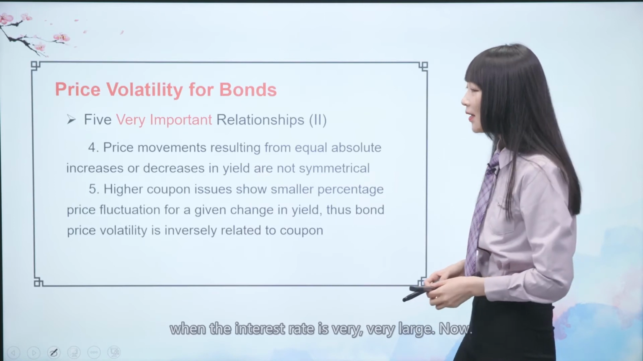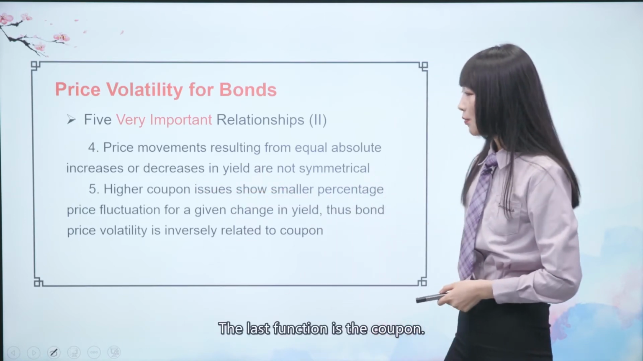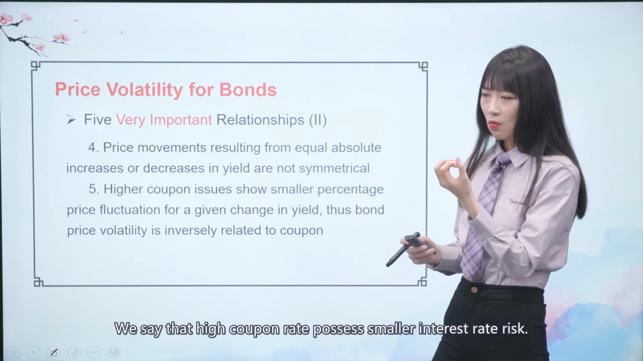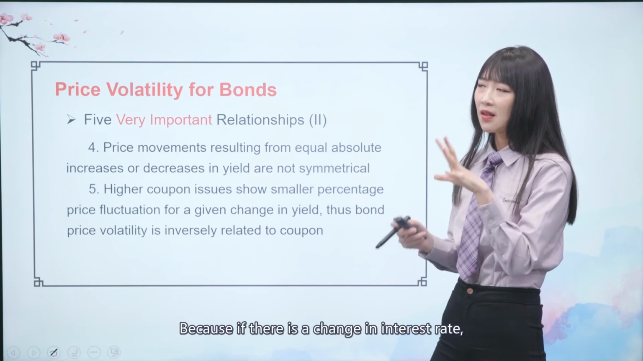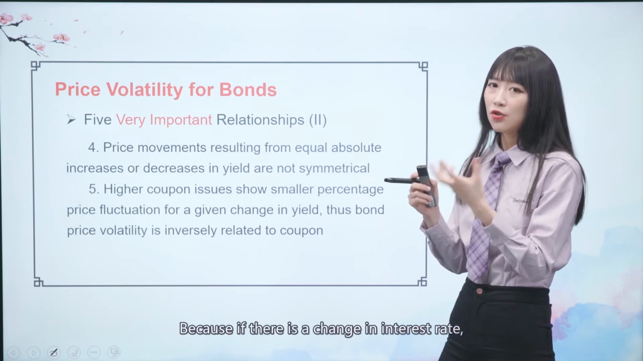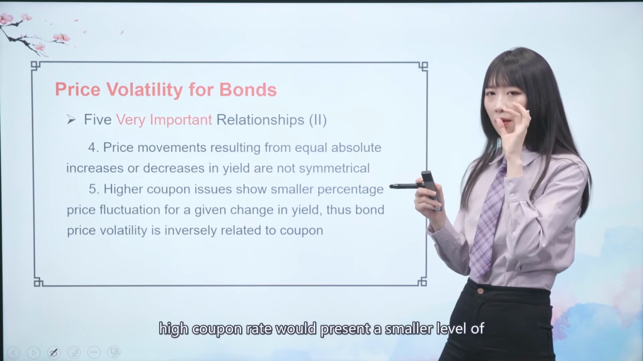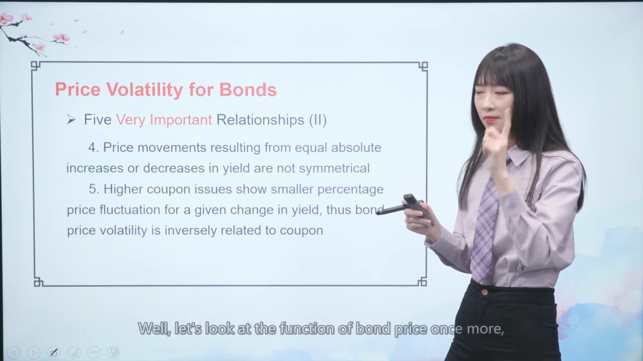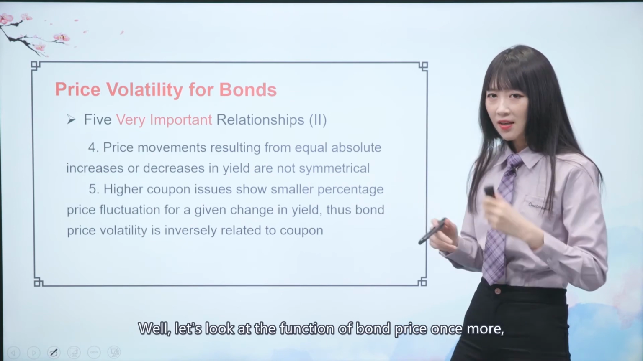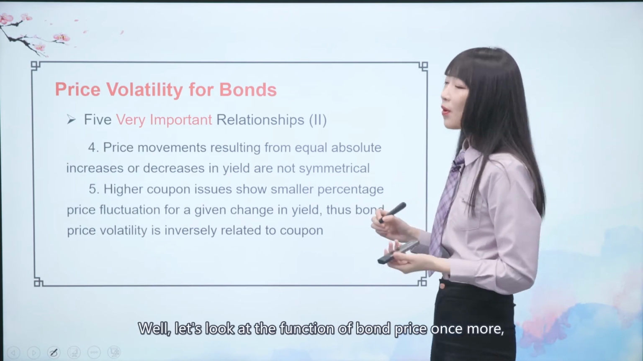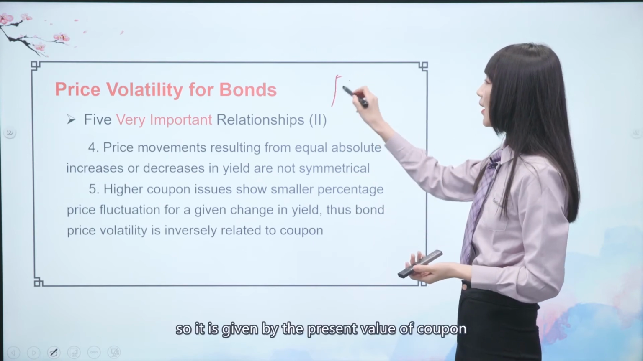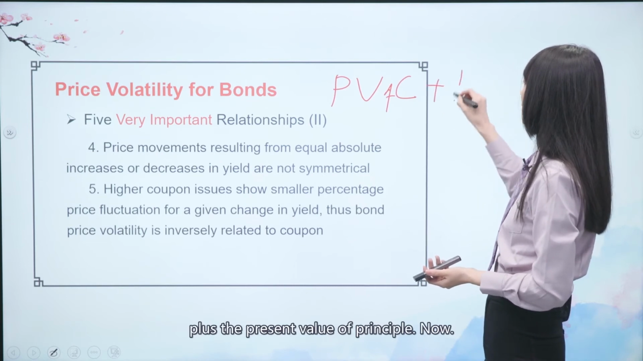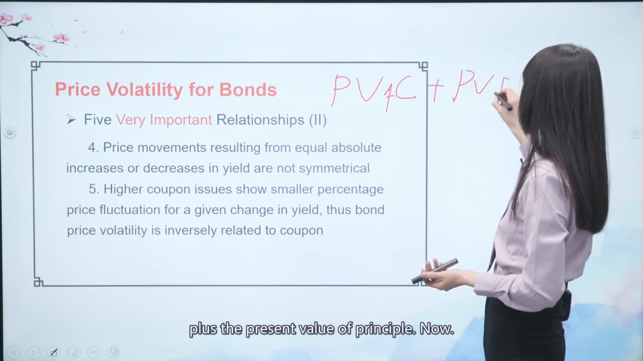Now, the last function is the coupon. We say that a high coupon rate possesses smaller interest rate risk because if there is a change in interest rate, a high coupon rate would present a smaller level of percentage change in the bond price. Well, let's look at the function of bond price once more. It is given by the present value of coupon plus the present value of principal.